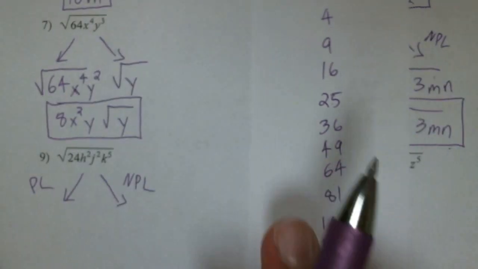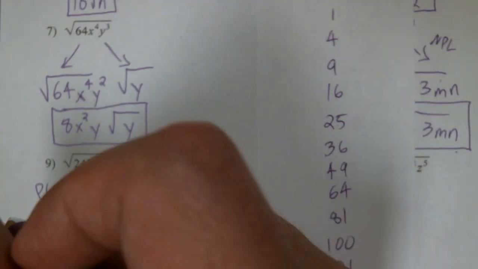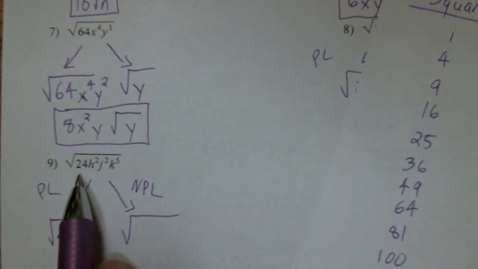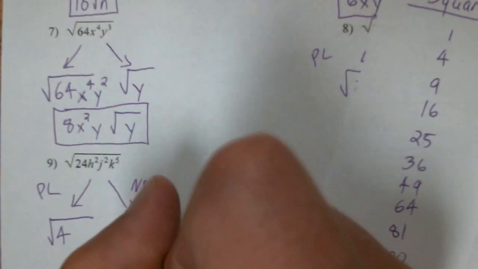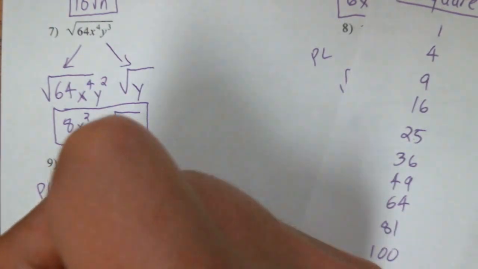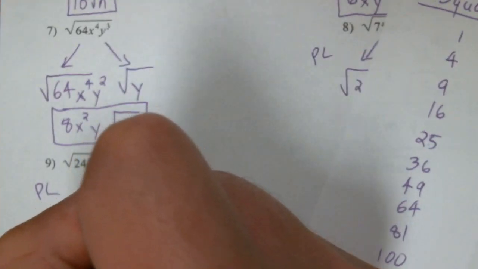Okay, 24. What's the highest of these numbers that goes into 24? That's going to be 4. What's left over in the garbage can? 24 divided by 4 is 6. H squared, is that perfect? Yes, because it's even, so throw the whole h squared in there. J squared is even, throw the whole j squared in there.